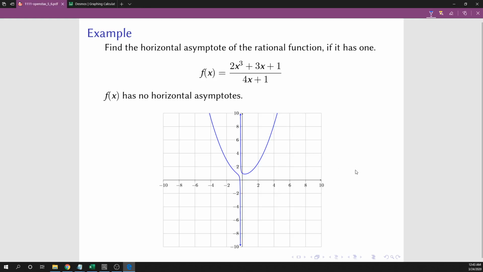Okay. So that's pretty much it. You look at the degree of the top and bottom polynomial to figure out what the case is. And then you just have to know the outcome of each case.